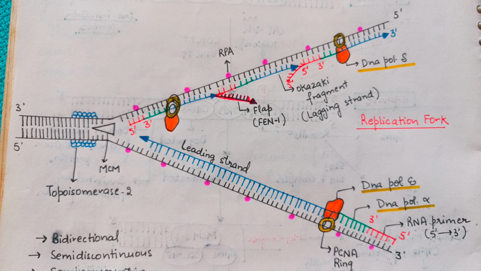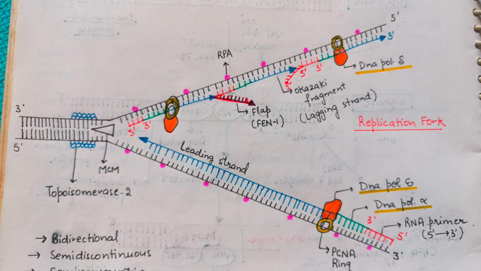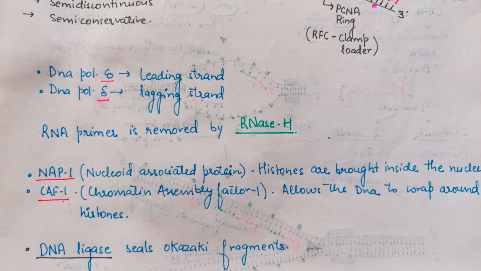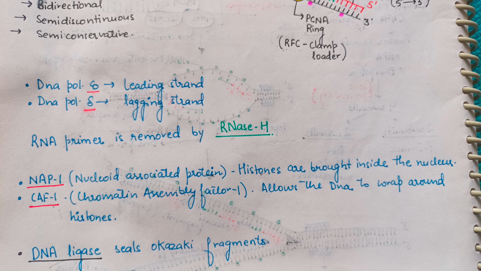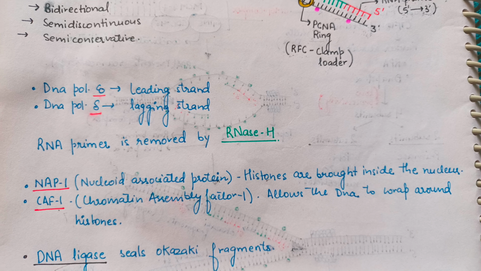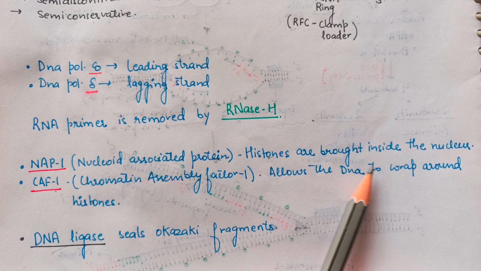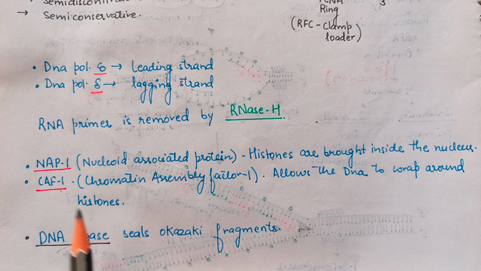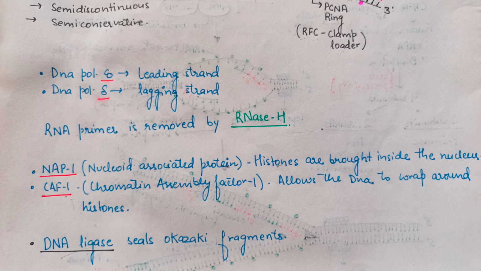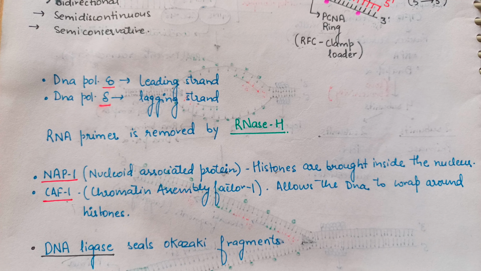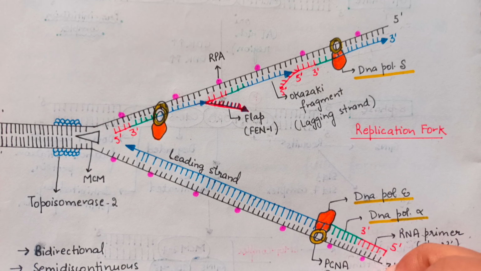There are certain factors required for the packaging of this newly formed DNA with the histone proteins, and these factors are NAP1 and CAF1. NAP1 is the nucleosome assembly protein which brings the histones inside the nucleus, and CAF1 is chromatin assembly factor 1. It allows the DNA to wrap around the histone. So these two factors play an important role in compaction of the newly formed DNA. So this is the elongation part of DNA replication.